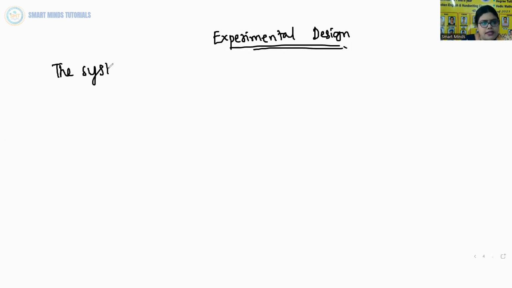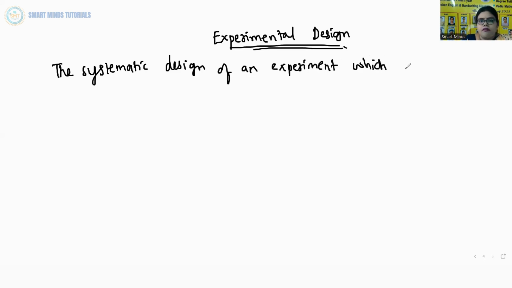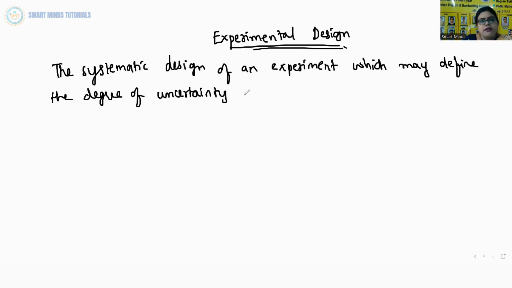The systematic design of an experiment which may define the degree of uncertainty in an experiment is called experimental design.